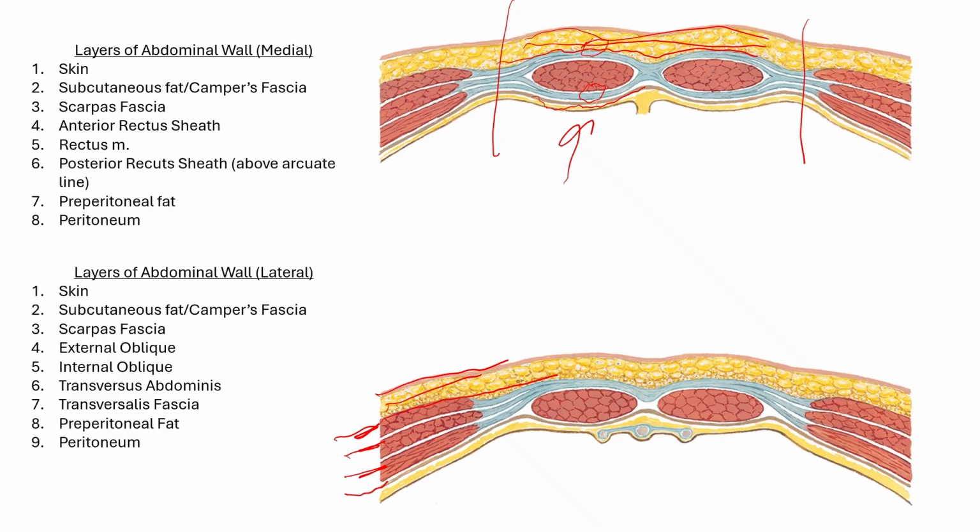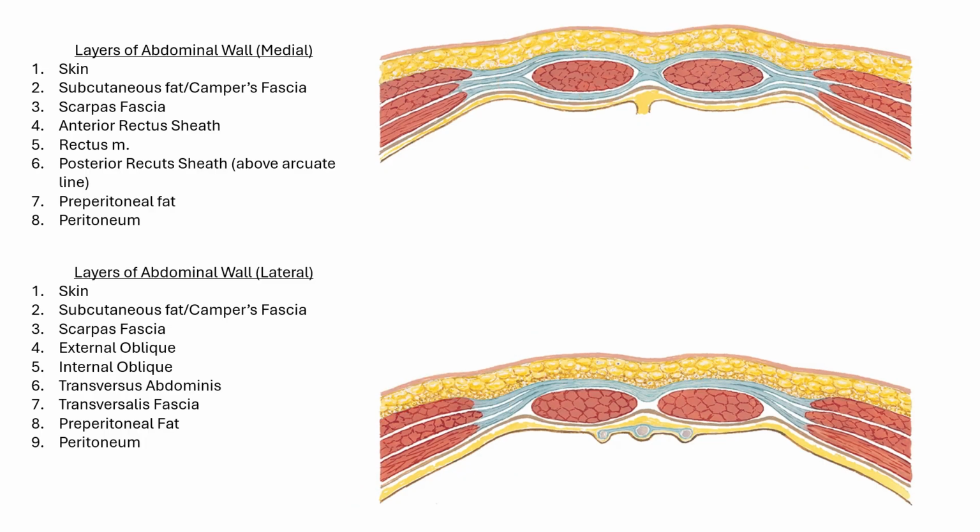Now, you might be wondering, why wasn't transversalis fascia mentioned in the medial abdominal wall layers? And that's because the transversalis fascia actually is incorporated into the posterior rectus sheath. Deep to the transversalis fascia, we then again have the preperitoneal fat and then the peritoneum. And again, those are all the layers lateral to the rectus muscle.